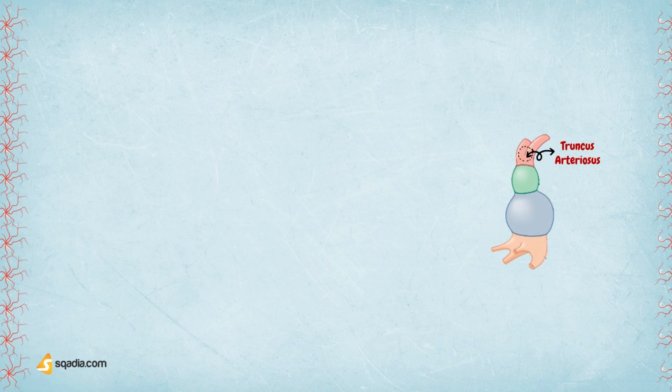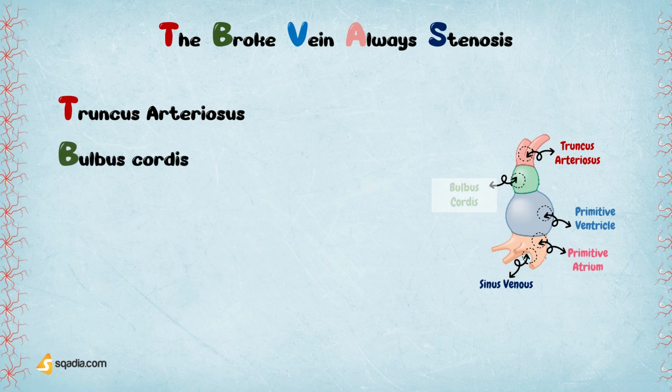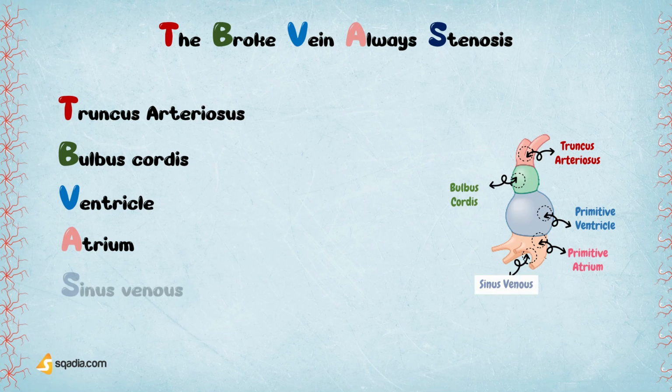This is truncus arteriosus. This is bulbus cordis. This is primitive ventricle. This is primitive atrium. This is sinus venosus. You can memorize it as "The Broke Vein, Always Stenosis." T for truncus arteriosus. B for bulbus cordis. V for ventricle. A for atrium. And S for sinus venosus.